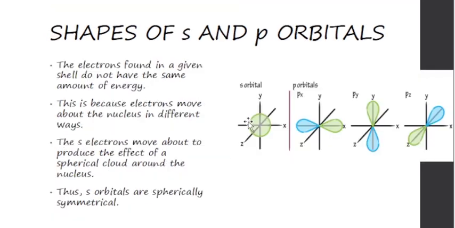If you are going to consider your P, the P has a dumbbell shape. In some cases they call it figure 8, but the point is that it is simply a dumbbell shape. D has a double dumbbell shape, while F has a diffuse shape, which means it is constantly changing.